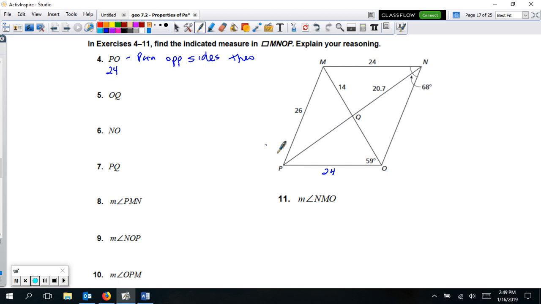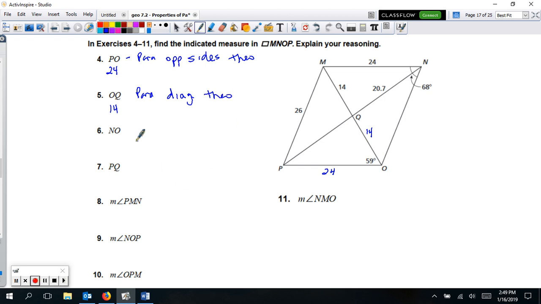And then we have OQ. So O to Q, that's this side right here. So that's going to be a part of a diagonal from this whole diagonal here. This side of the diagonal is 14, so we know this side is also 14. So we know that OQ is 14, and that's the parallelogram diagonals, just put DIAG, theorem.